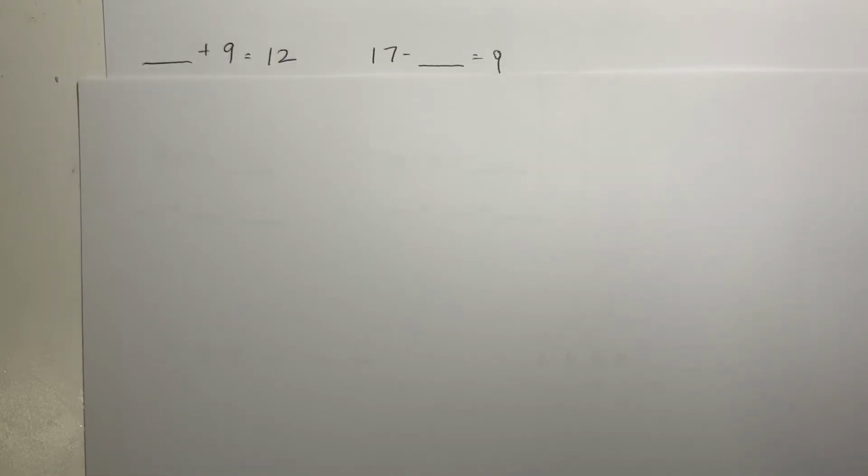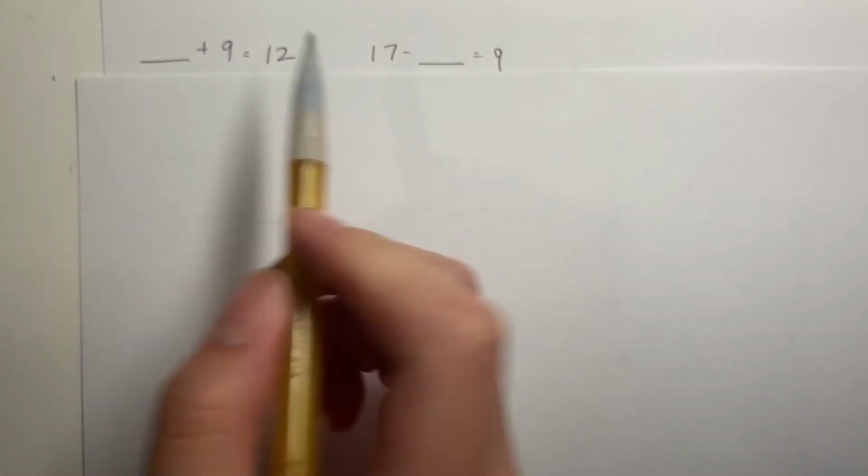Today we'll be going over lesson 7. So our first topic is missing values, where we'll be finding the missing numbers in a mathematical sequence. So our first problem is blank plus 9 equals 12.